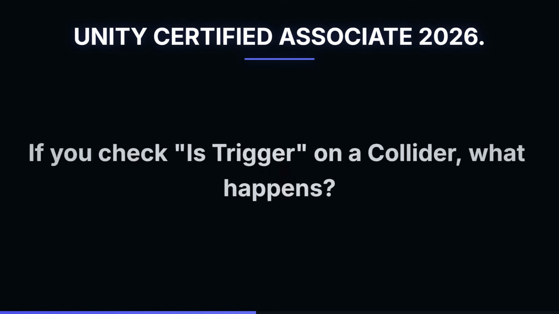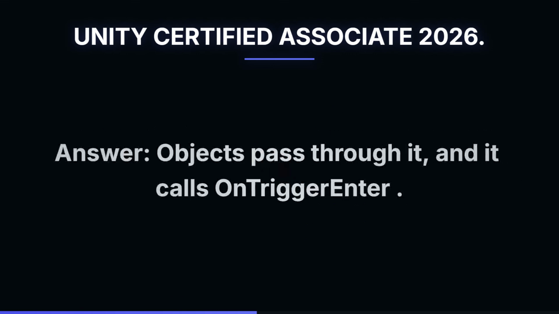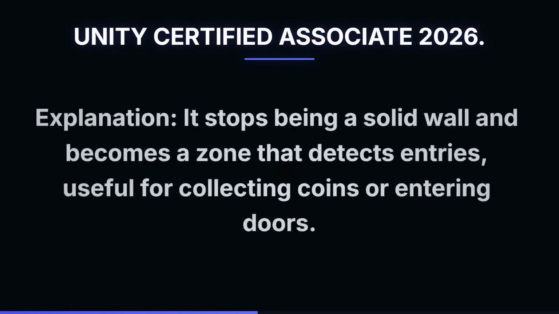11. If you check Is Trigger on a collider, what happens? Answer: objects pass through it, and it calls OnTriggerEnter. Explanation: it stops being a solid wall and becomes a zone that detects entries, useful for collecting coins or entering doors.